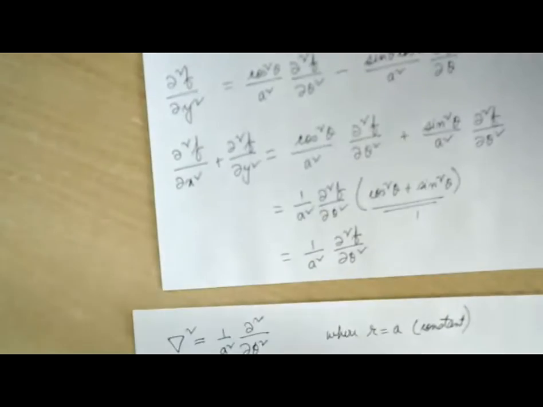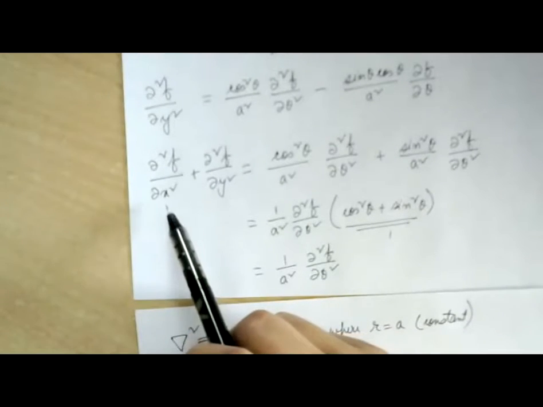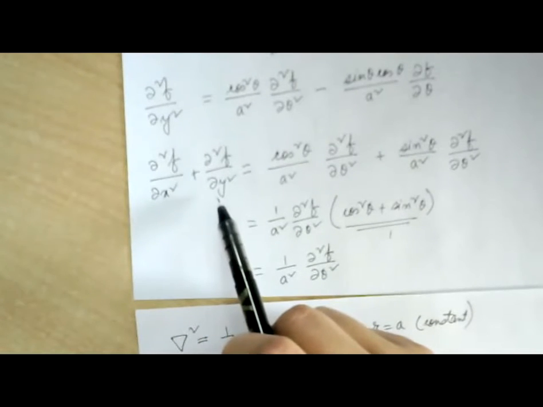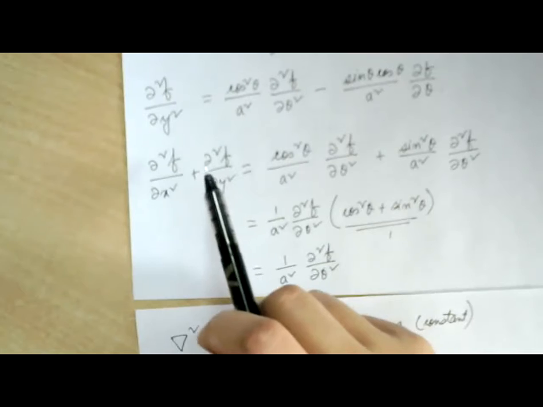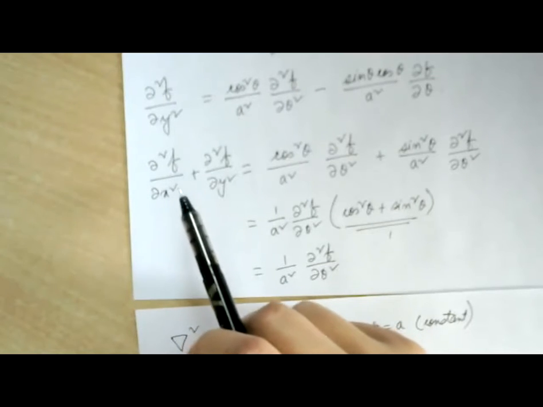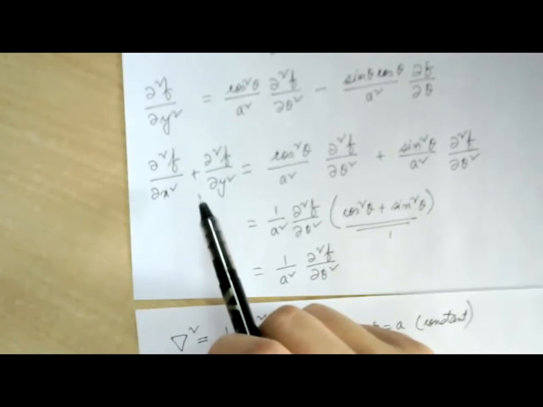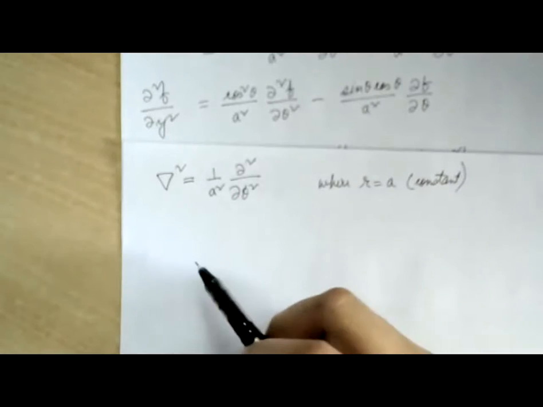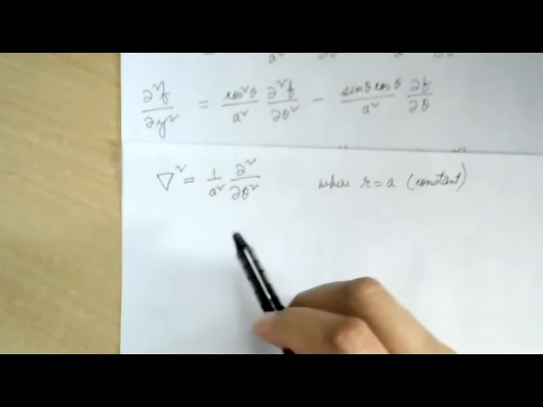The Laplacian operator in Cartesian coordinates is del 2f by del x square plus del 2f by del y square. This is Cartesian coordinates in 2 dimensions. This is the expression for Laplacian of f in Cartesian coordinates in two dimensions. In the same number of dimensions, in 2 dimensions, if I want to express the Laplacian operator in polar coordinates for constant r, this is the expression.